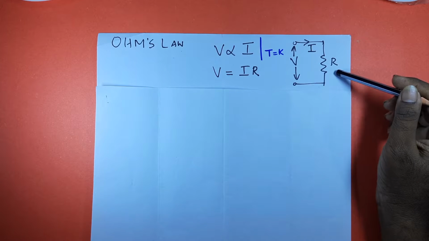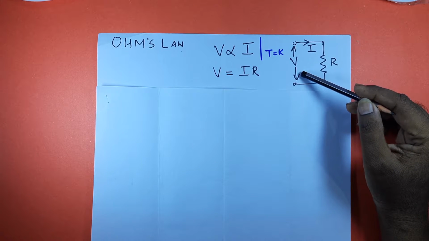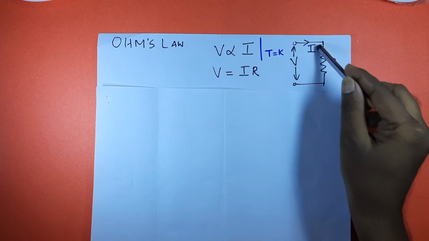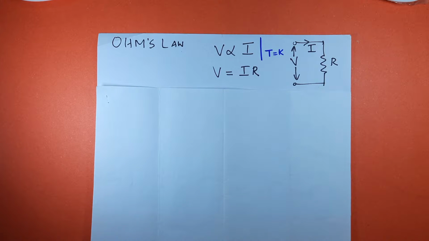So consider a resistor R in which we apply the voltage V and I is the current flowing through the resistor R. So Ohm's law states that the current flowing through a resistor is proportional to the voltage applied across the resistor, provided the temperature remains constant. So this is very important. The temperature should be a constant quantity.